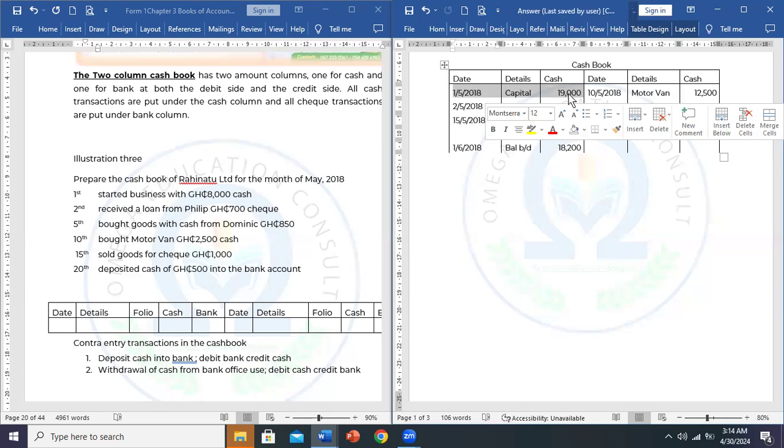A cash book. Our cash book, and finally the private ledger. So sales ledger, purchases ledger, general ledger, the cash book, and the private ledger.